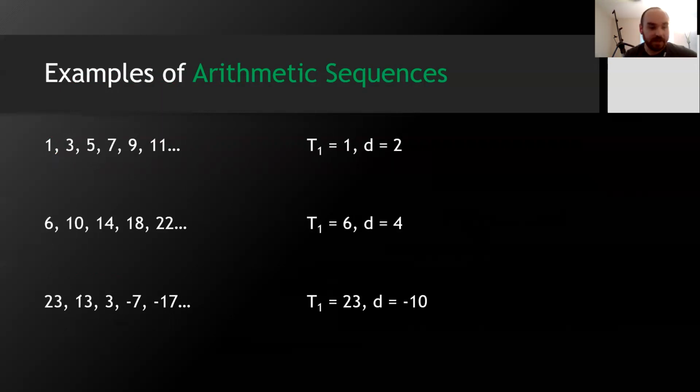Here we have 23, 13, 3, -7, -17. So this one, t sub 1 is 23. Again, that's pretty easy to find. And then d is equal to -10. The reason is we're adding a -10, basically. When you're calculating d, you should always think of it as what are you adding. So in this case, we're adding a -10. We're subtracting 10. It's the same idea. But basically, you put that negative symbol into the actual d.